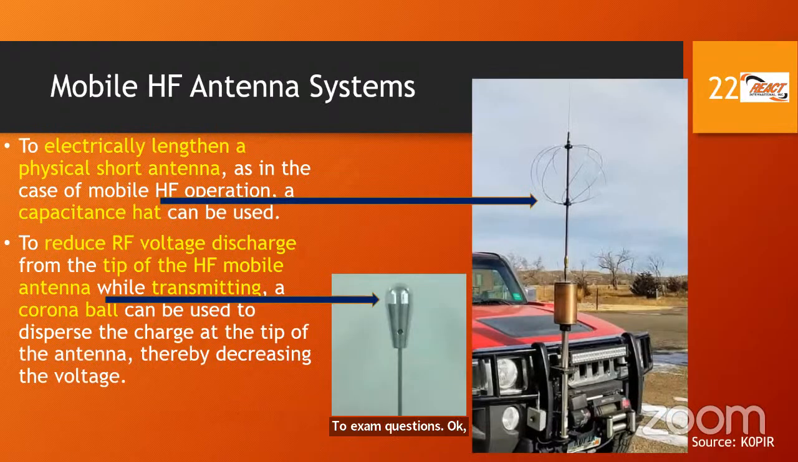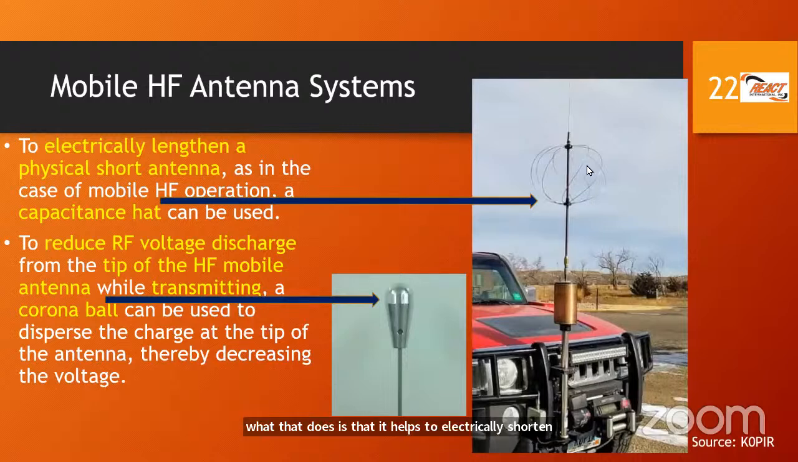Okay, let's continue again. We're still on mobile HF antenna systems. So when we look at mobile HF antennas, this is an example of a mobile antenna, and you may see something looking like this on top of the antenna. And you may say, well, what is that? That is called a capacitance hat. And what that does is that it helps to electrically shorten the antenna.